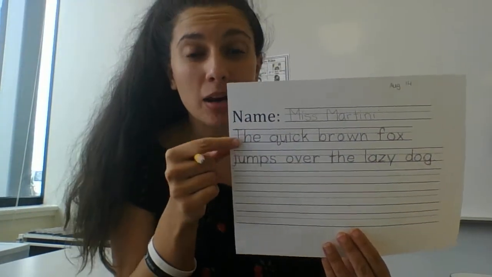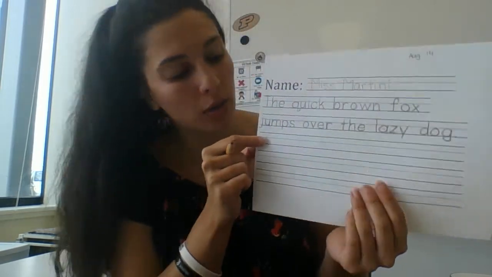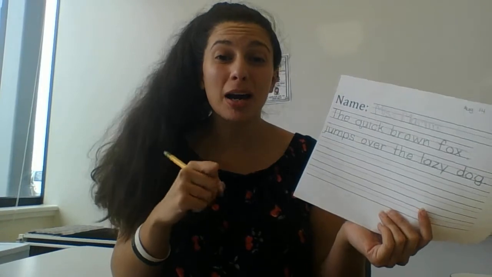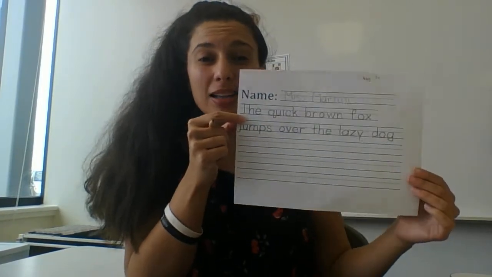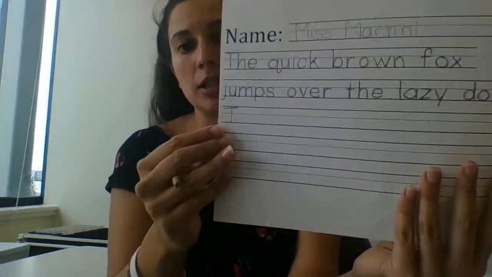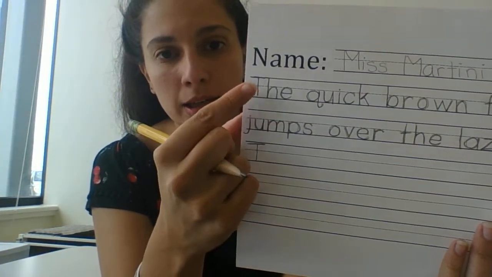Now that I'm done with that, I'm going to start on this line down here, and I'm going to copy the sentence exactly how it is. The first word here has a T in it. I'm going to try to copy that T exactly like I see it. Just like that. I have a T that matches here.